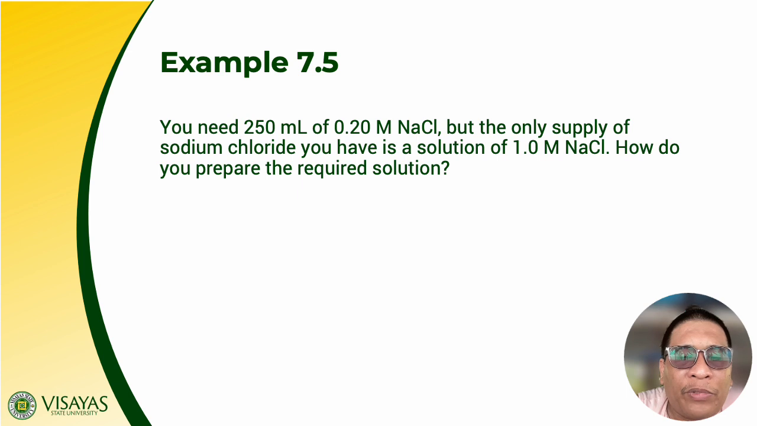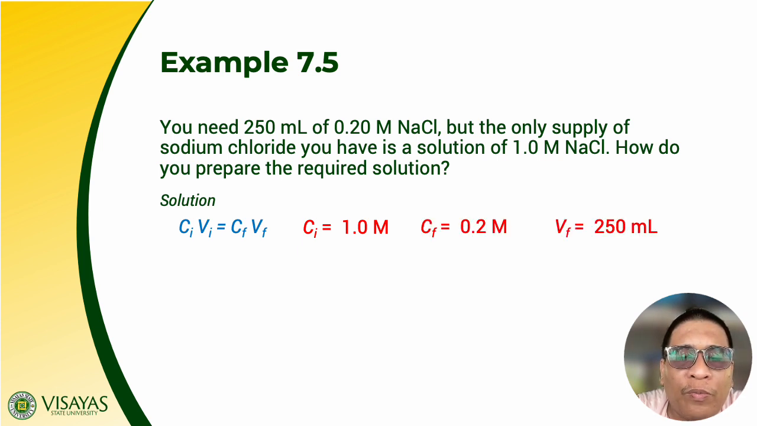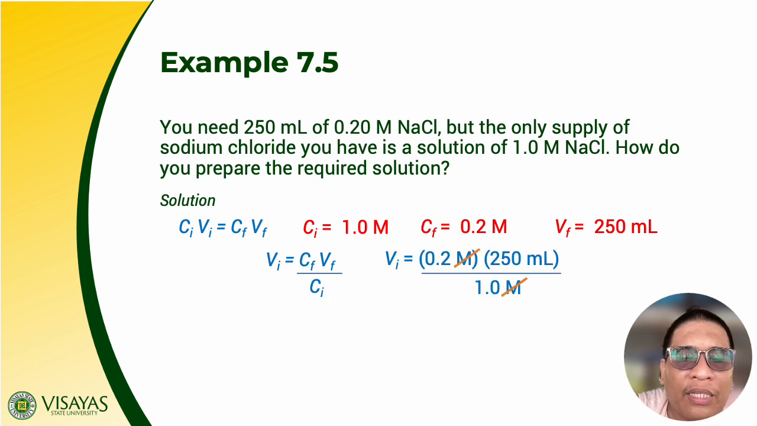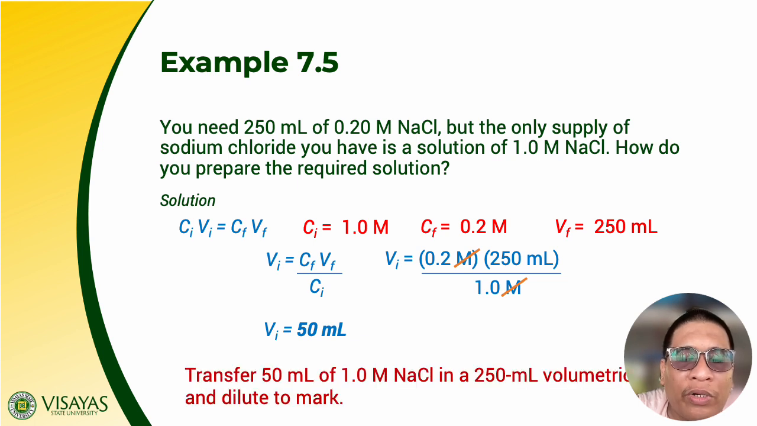So some more examples for dilution. So we have here, you need 250 ml of 0.20 molar sodium chloride, but the only supply of sodium chloride you have is a solution of 1 molar sodium chloride. How do you prepare the solution? So to solve for this, we identify the given initial concentration is 1 molar and the final concentration is 0.2. The final volume is 250 ml. So we can solve for the initial volume, which is CFVF over CI, substituting for the values and cancelling out molarity units. We should get 50 ml, and that would be the initial volume, or the amount in volume of 1 molar sodium chloride to be diluted into 250 ml to form 0.20 molar sodium chloride. So to do this, you need to pipette 50 ml of 1 molar sodium chloride in a 250 ml volumetric flask and dilute to mark.